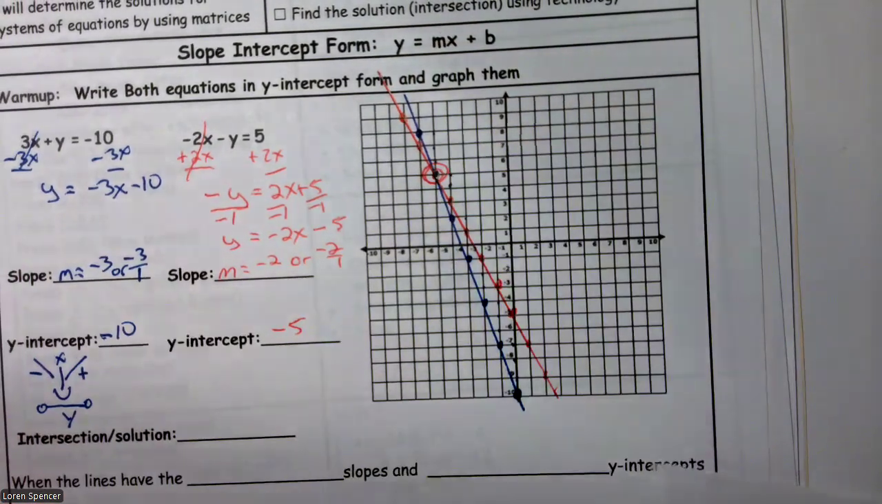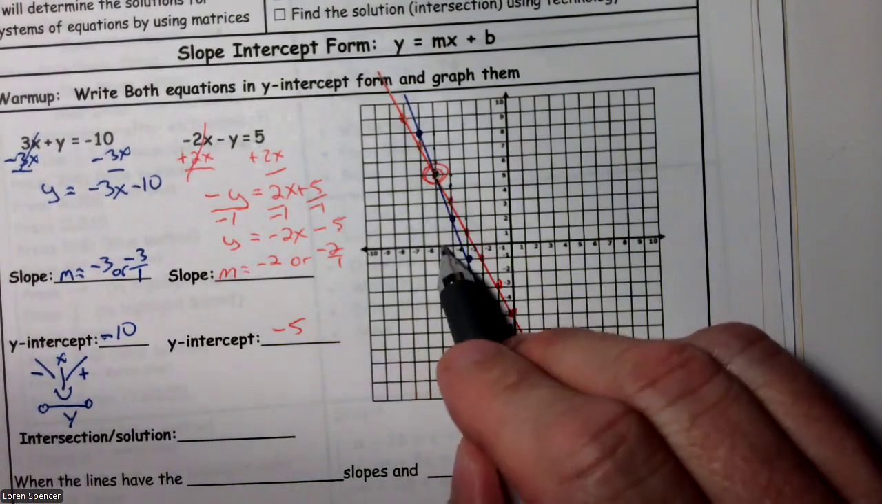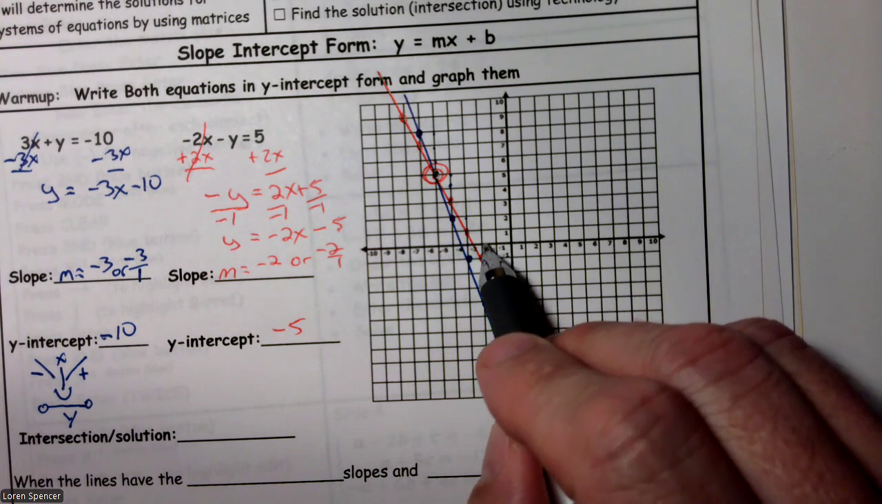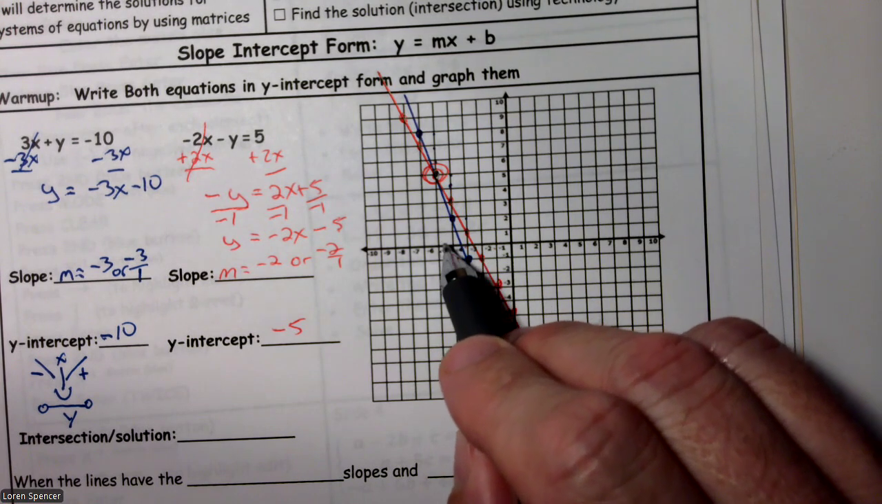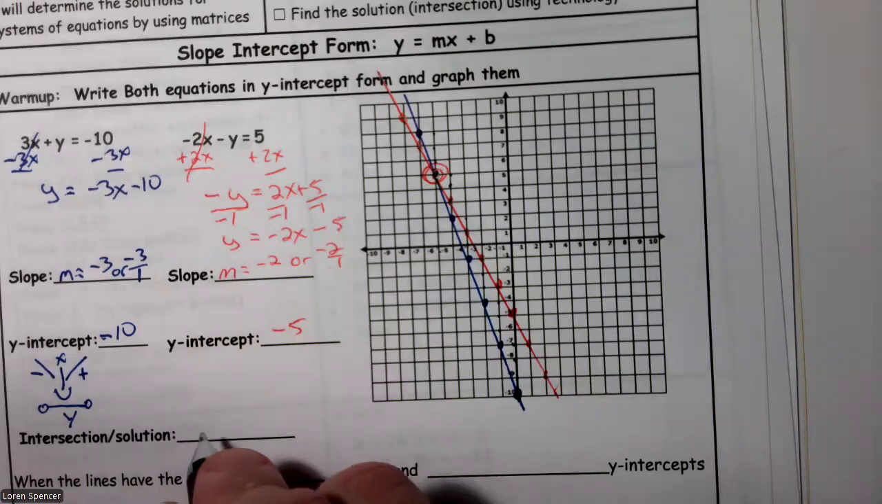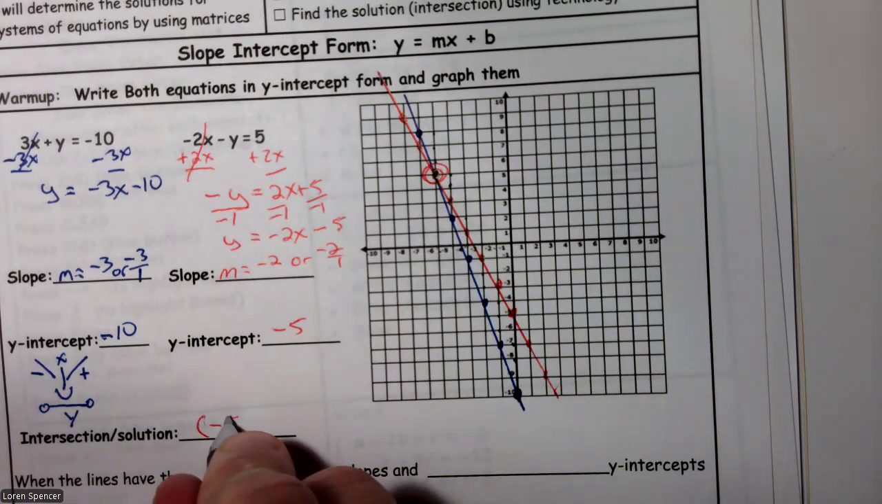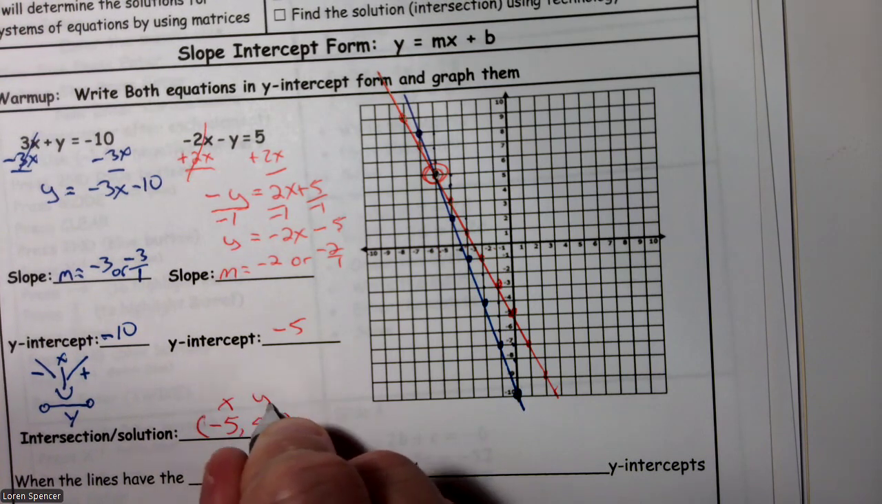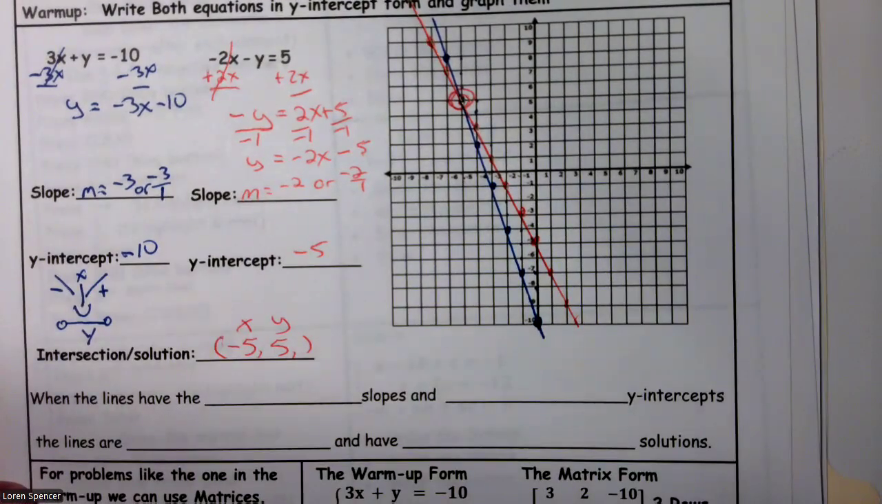So this is where they cross. This tells me where my intersection is, and my intersection happens to be at negative 5, 5. So that's my intersection, that's my solution, because where the lines cross, that's where our answer is.